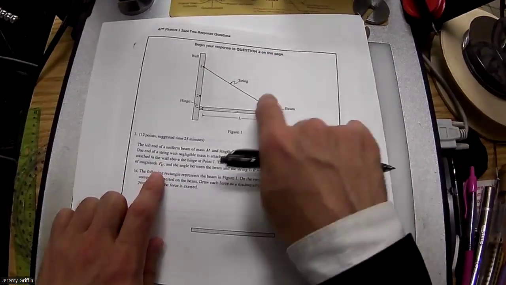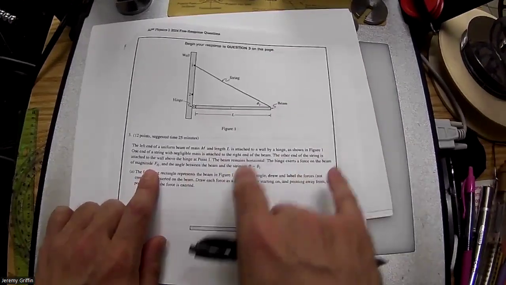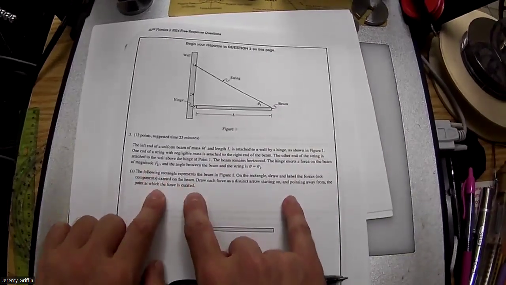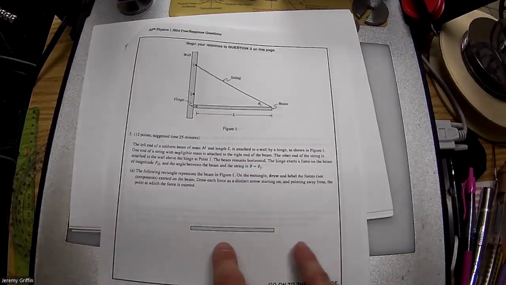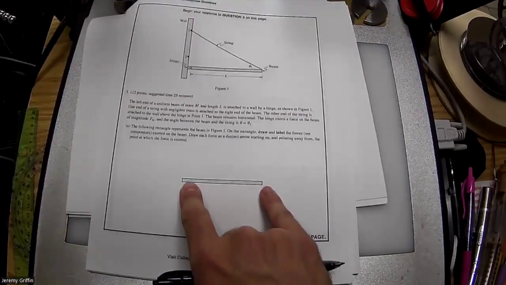Okay, so you guys see everything. It's theta 1. They just explain in the paragraph exactly what you see in the diagram. Draw and label the forces, not components, acting on the beam. So let's do a free body diagram on the beam right here.